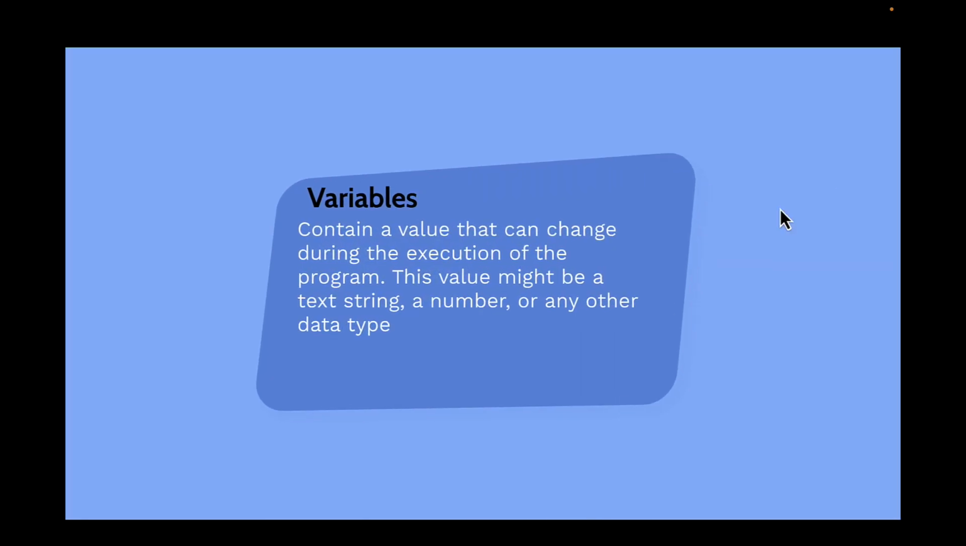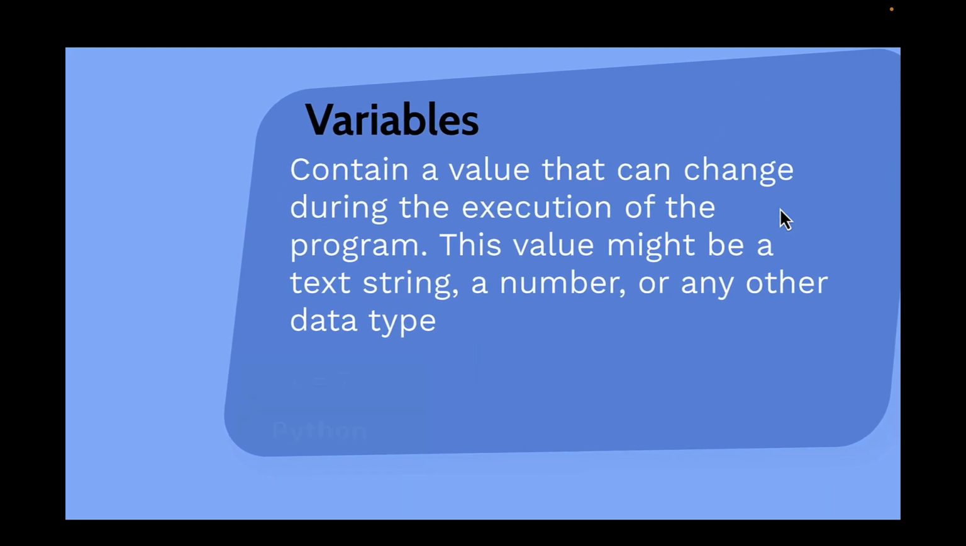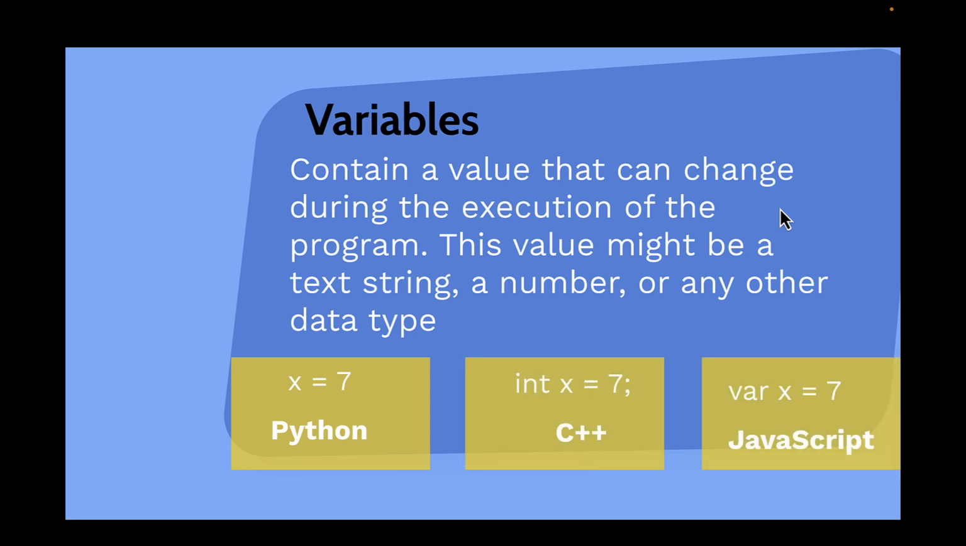If we take a look at variables in more detail, a variable contains a value, and that value could be a string, a number, or any kind of data type. And if we take a look at this, once again, these are different ways to initialize variables in different programming languages.